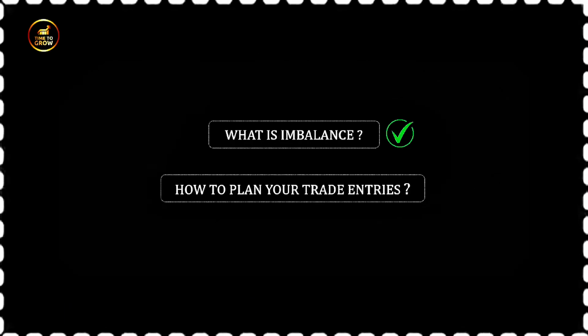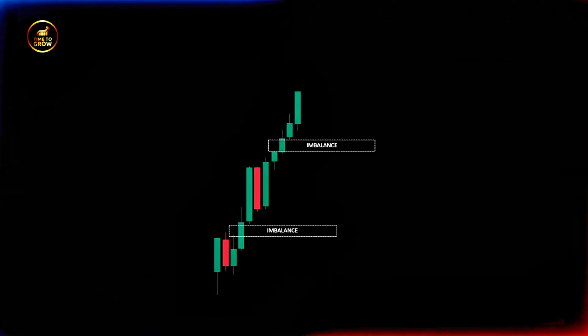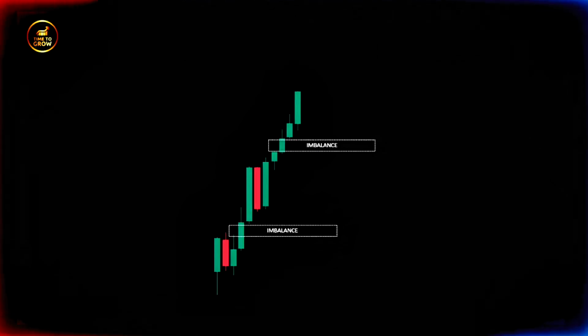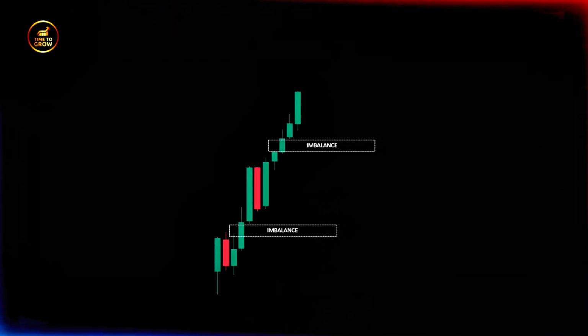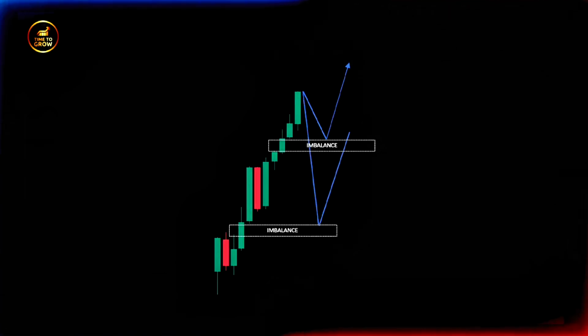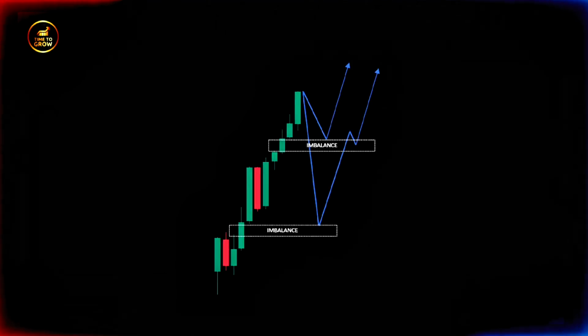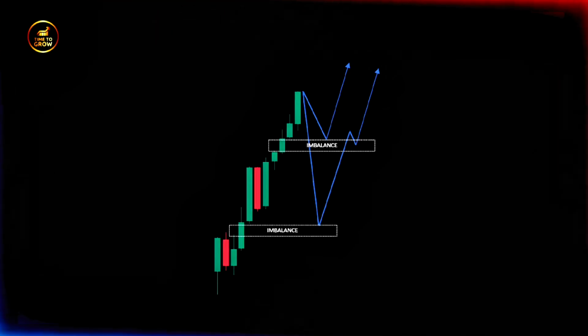Now let's move forward in the video and learn how to use this price imbalance to plan your trade entries. Whenever a gap forms between two candles, we call it a price imbalance or even a fair value gap. Whenever a price imbalance appears on the chart, the market has a higher probability of returning to that area to fill the gap. This is why we wait for price to come back before taking an entry, so we can position ourselves for a high-quality trade in that direction.